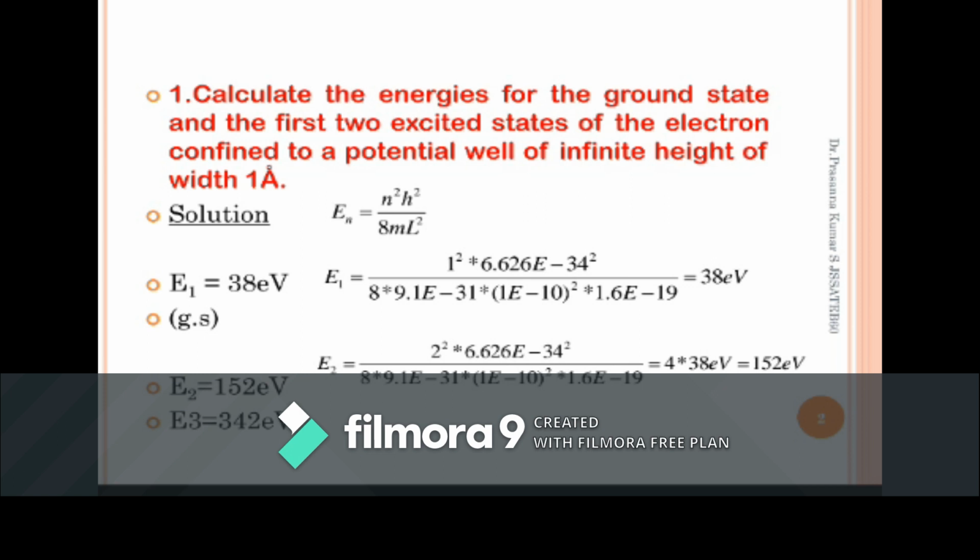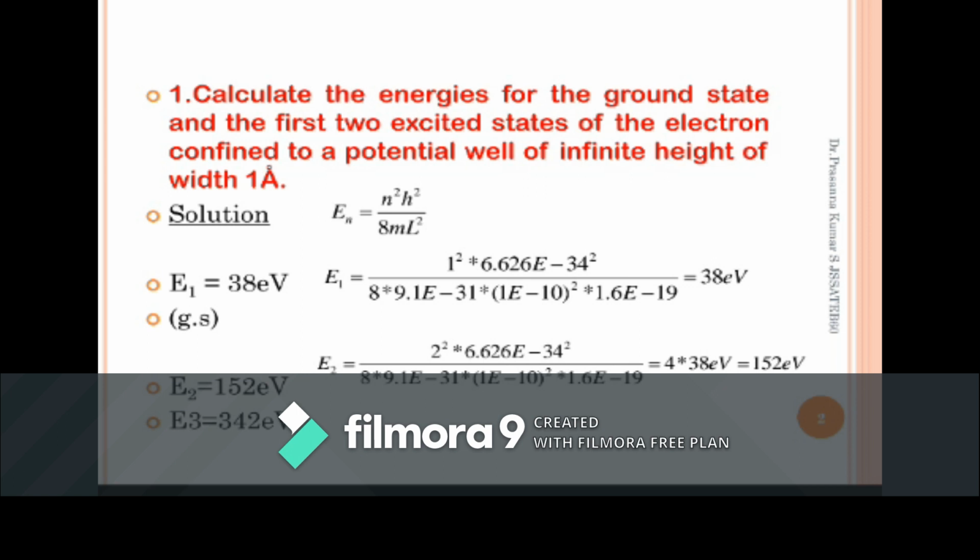Here in our case it is asked to calculate the ground state and the two excited states energy values. So that is E1. The next excited state is E2 and E3. E1 is the ground state, E2 and E3 are the excited states. h is Planck's constant, m you know is the mass of the electron, and L is the width of the potential well. So it is 1 angstrom.